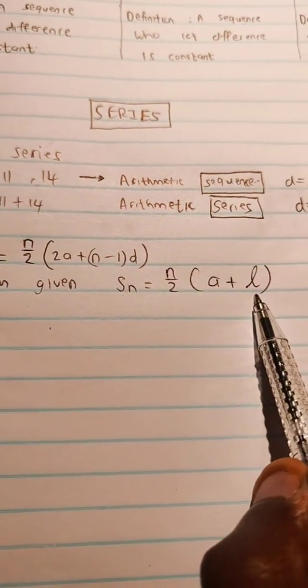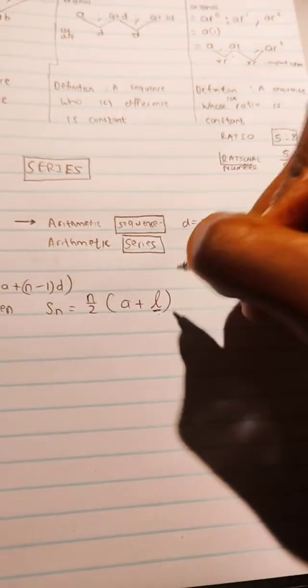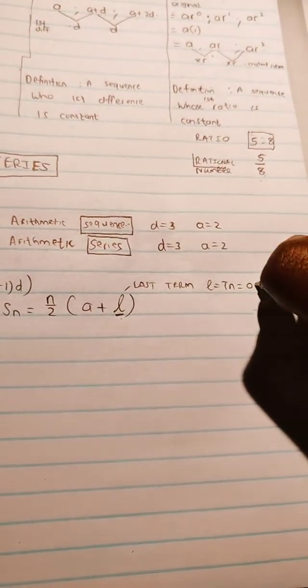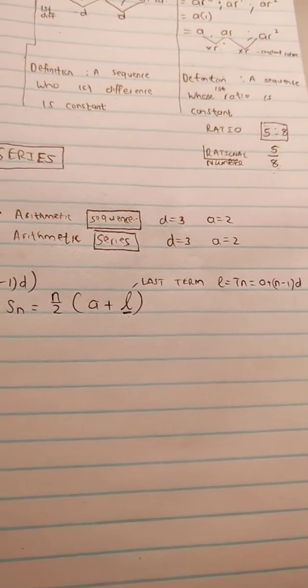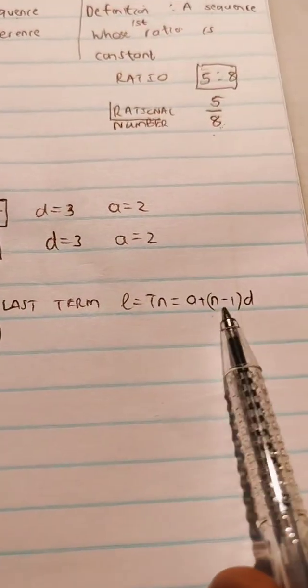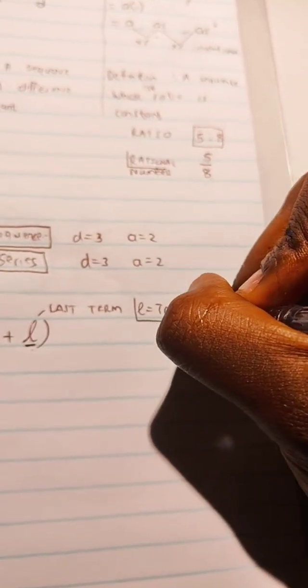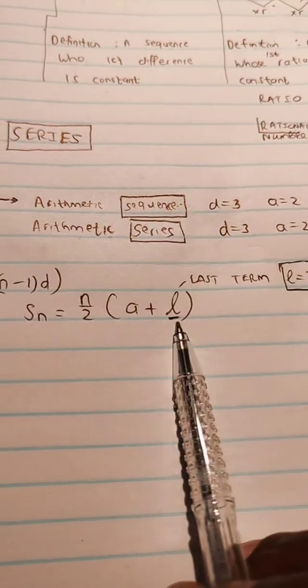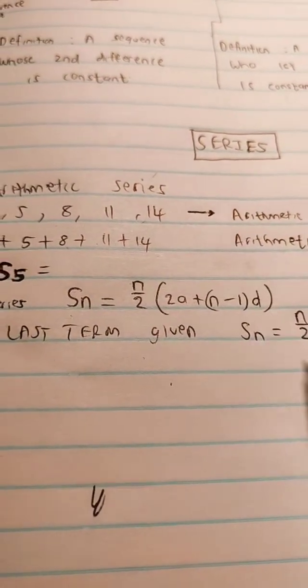What does the L stand for? L simply means the last term. And the last term, generally, guys, is given by Tn, which in an arithmetic sequence is a plus n minus 1 d. In other words, it is Tn, the nth term. All right. So if you were to literally substitute this part, a plus n minus 1 d, then you would actually get this formula here.